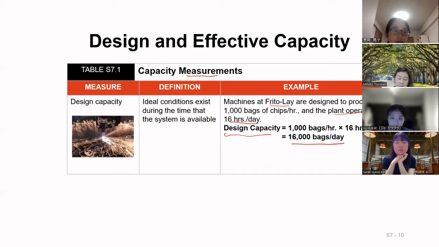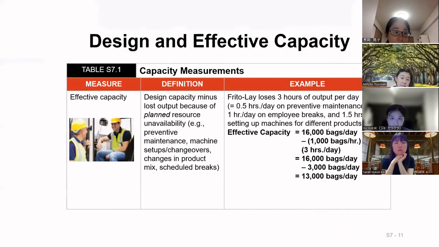That is what this is designed for. But of course, we cannot get that now, basically. So effective capacity is design capacity minus lost output because of planned resource unavailability. For example, preventive maintenance. In a day, you do some hours of preventive maintenance or even set up the machine. Before you start the production, you set up or change over. Changeover means new parts come in, then you have to wait, change over, right? So this is loss, because during lost time you cannot produce.